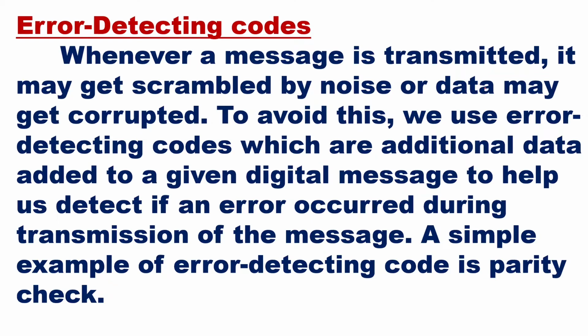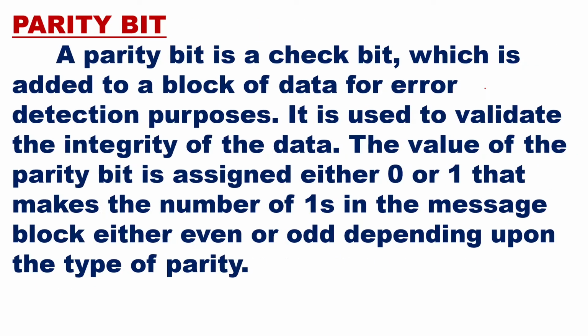It's simple, clear. After knowing what is error and what is error detecting codes, we will go to the method we are going to see today, that is the parity check bit coding method. What is a parity bit? A parity bit is a check bit which is added to a block of data for error detection purposes. As I've told you earlier, it is one of the simplest methods of error detection. It is used to validate whether the integrity of the data received at the receiver is correct or not.